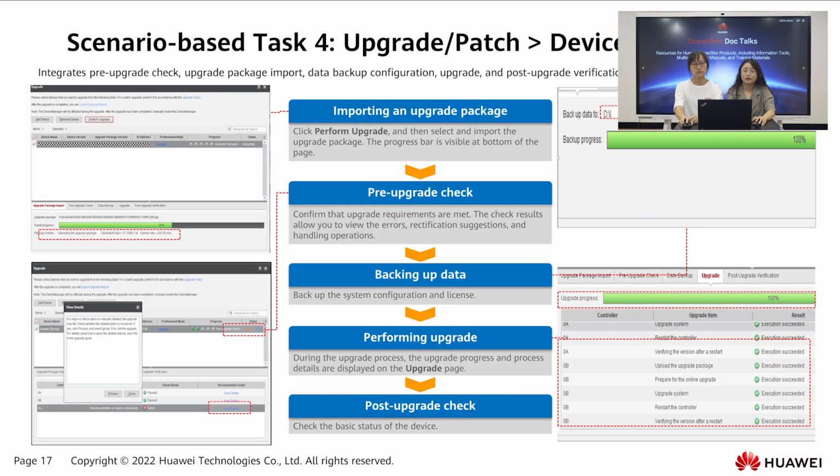After the site survey is passed, perform the upgrade. The upgrade process consists of 5 steps: importing an upgrade package, performing the pre-upgrade check, backing up data, performing the upgrade, and performing the post-upgrade check. There is no need to perform multiple operations in each step. You only need to click Perform Upgrade, and the remaining operations are automatically performed by the tool.